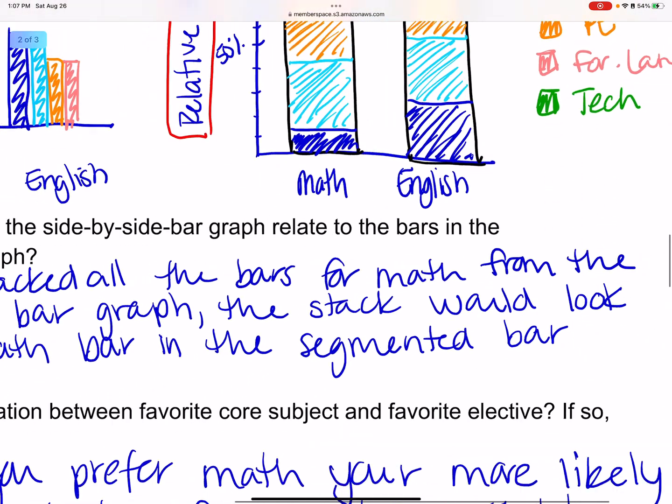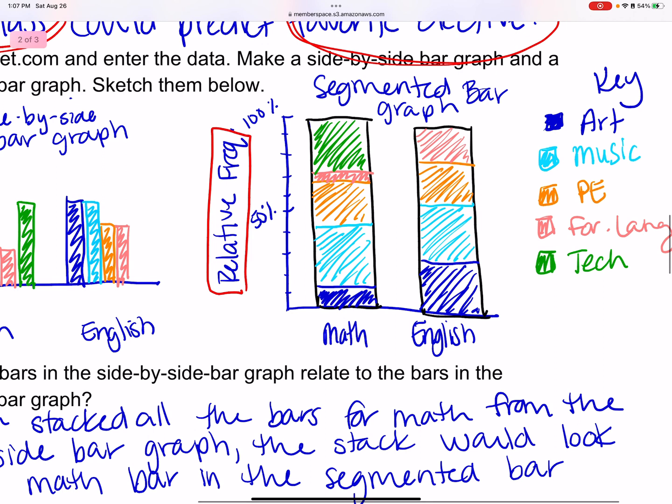So that's why we say, yes, there's an association, because these two graphs are different. If these two graphs were identical, if 20% of the people who liked English liked art, and 20% of the people who liked math liked art, and 10% who liked English liked music, and 10% who liked math liked music, then we would say, wow, these graphs are identical. And identical graphs would mean they're independent of each other.